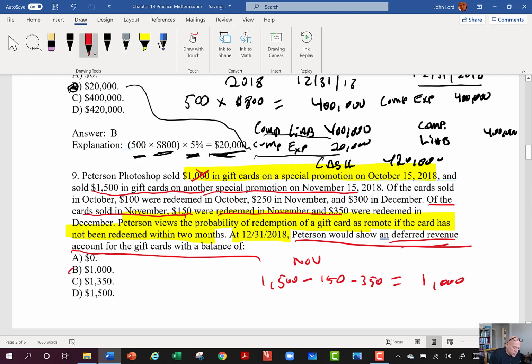So I would still have to show that 1,000 as unearned revenue, and then I could take it out of unearned and put it into earned revenue as they're redeemed, or until we get past that 2-month period, January 15th. Then I can just say, hey, I think that's it. No more are going to come in. And so I don't have to carry any more unearned revenue for those because we're past the 2-month mark.